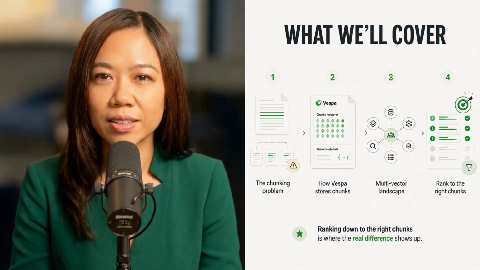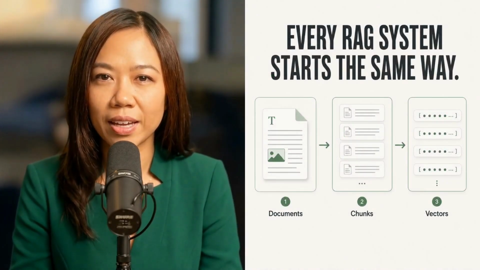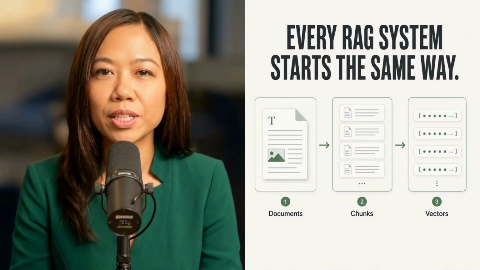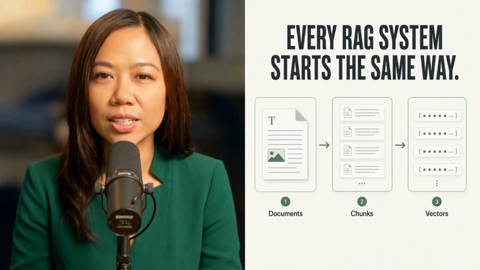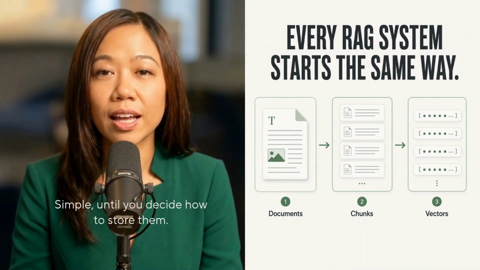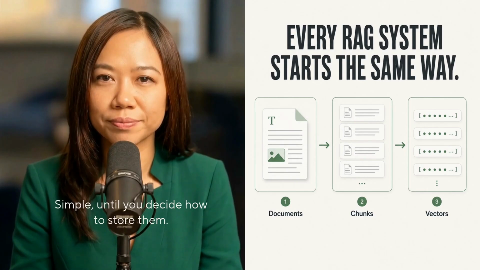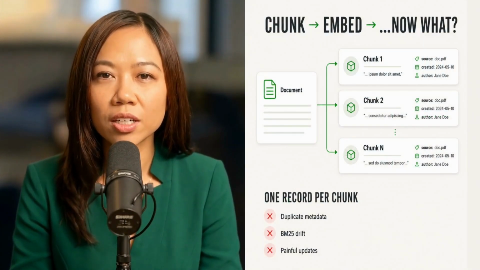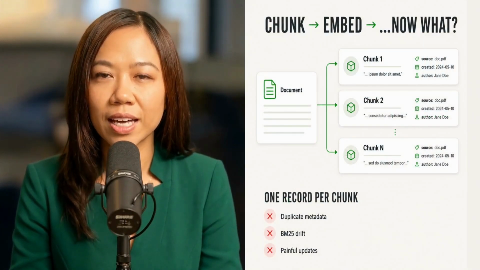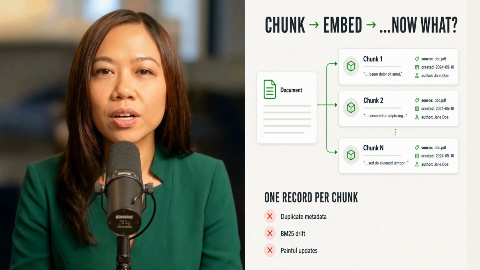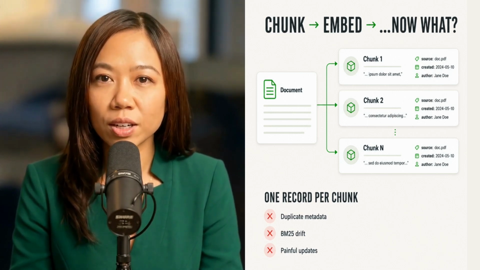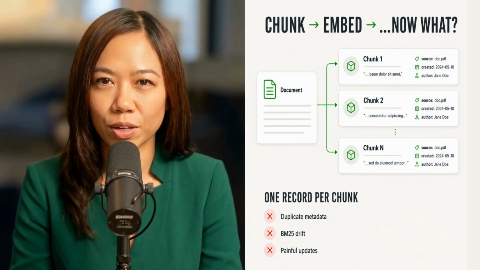Now let's get started. Every RAG system starts the same way. You take your documents, split them into chunks, and turn each chunk into a vector. Simple, until you decide how to store them. If you use one record per chunk, you have to copy the document's metadata onto every chunk. Title, author, date, permissions, source, category. Now one document can become hundreds of chunk records.